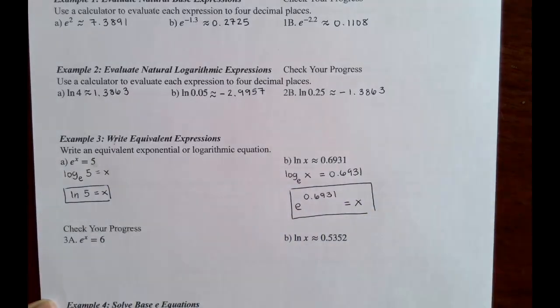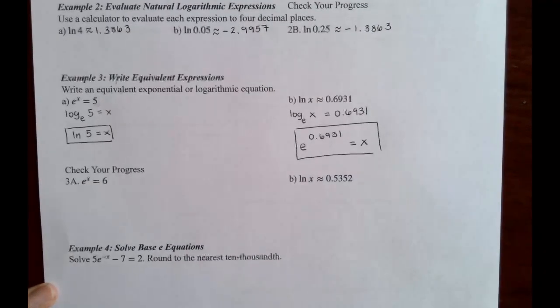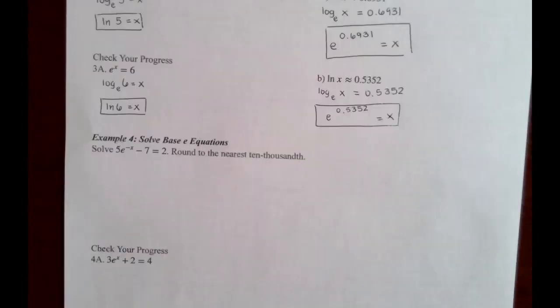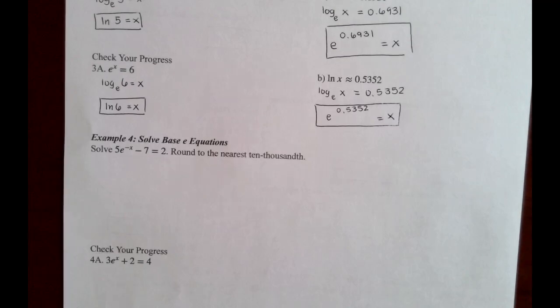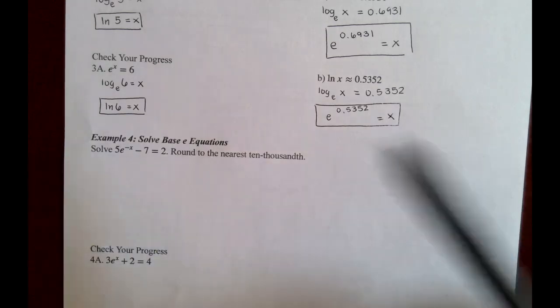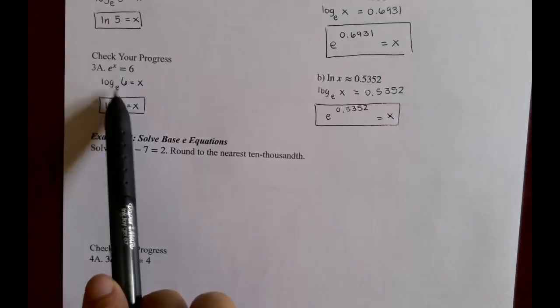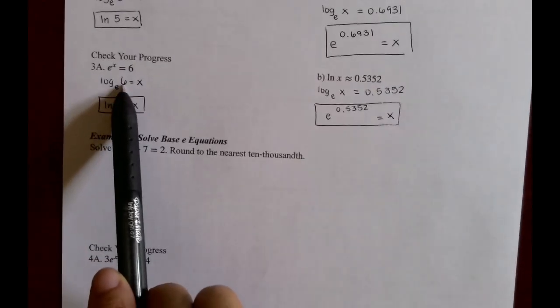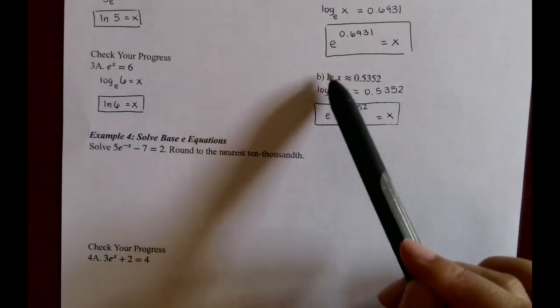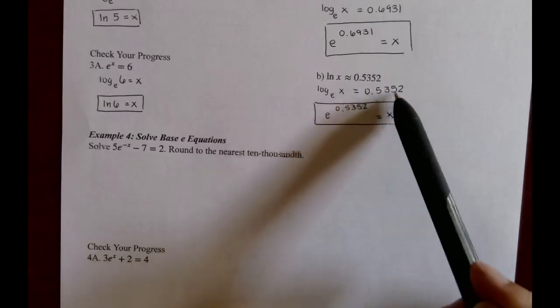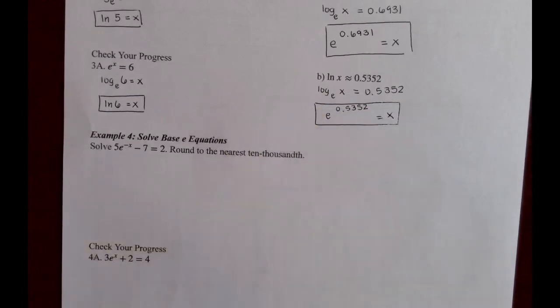Why don't you try CYP 3A and 3B and come check your answer when you're done. For 3A you should have gotten ln of 6 equals x, and for 3B you should have gotten e to the 0.5352 is approximately x. Because you're rewriting it as log, so log base e, answer, exponent. ln stands for log base e, so e, exponent, answer.